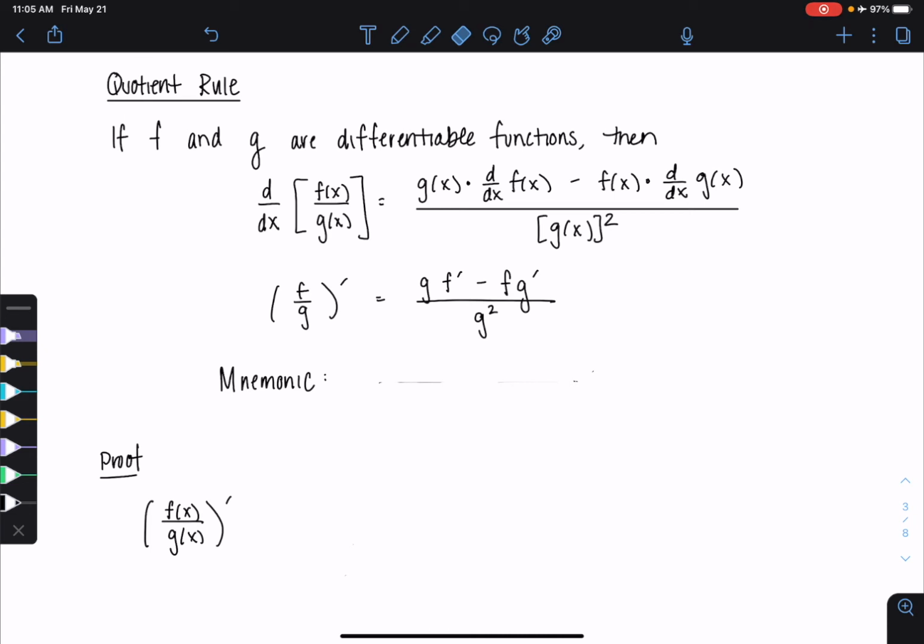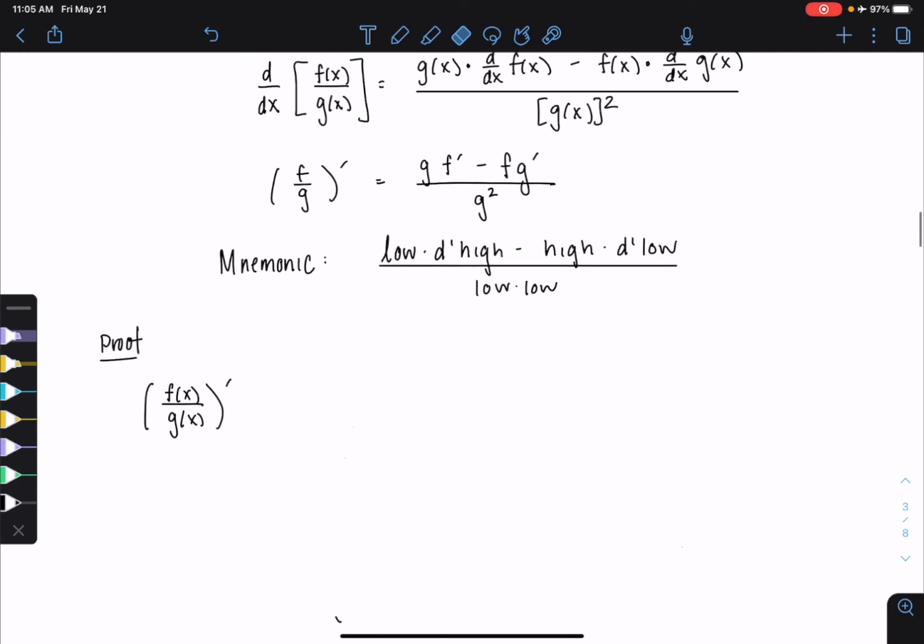The mnemonic is way easier. This is something I learned in high school, and it has stayed with me since I was 17 years old. It's low, D high, minus high, D low, all over low, low. So that might be something quicker for you to go through your head, and every time I take a derivative in a video, I'm going to keep bringing up that mnemonic over and over again.